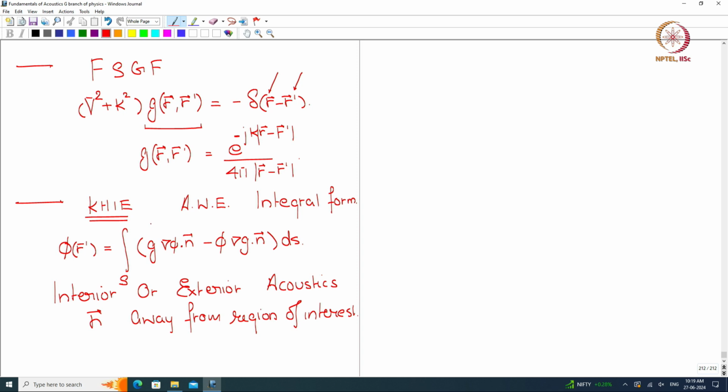This G is composed of R and R dash. So, ds works on R. Now, the form of the Kirchhoff-Helmholtz integral equation is the same for interior and exterior acoustics. Then we went into exterior acoustics.